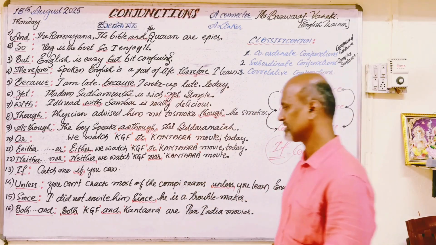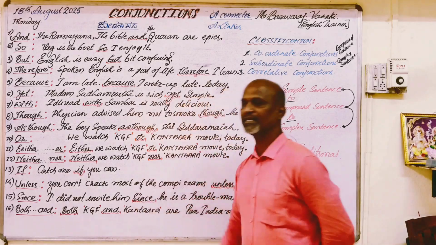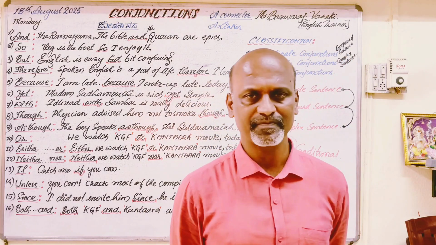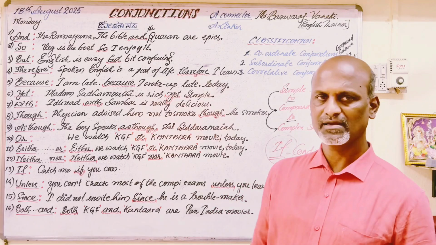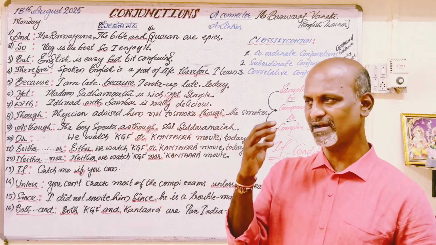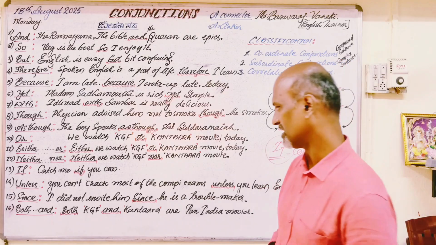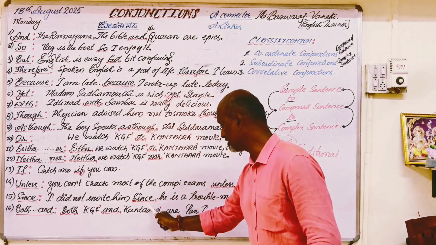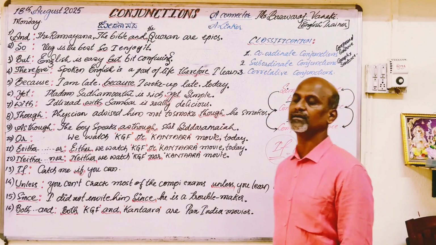Read the sentence first. What is the sentence? I did not invite him. There was a function going on, a party, some celebration at my home. I did not invite him. I did not invite him. You know why? The reason is since he is a troublemaker.